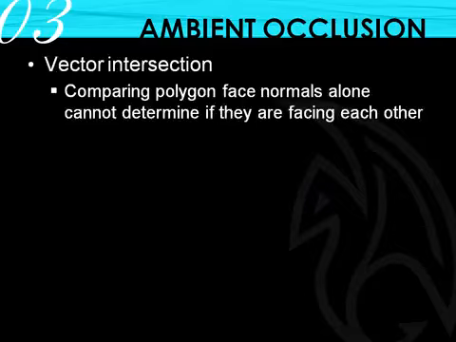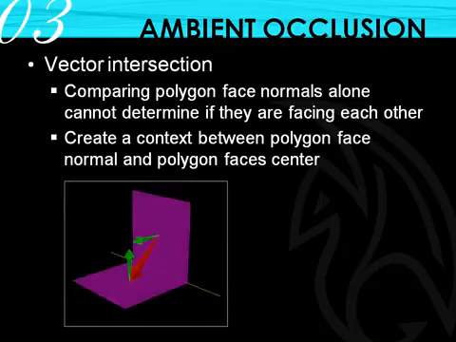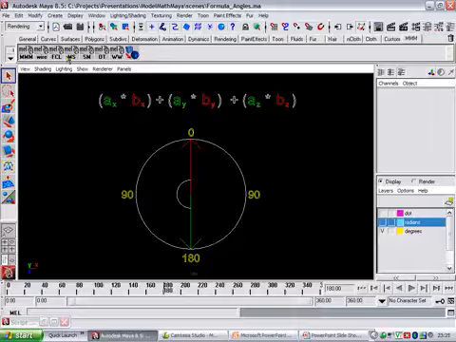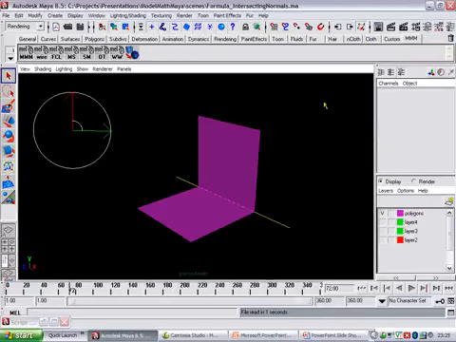So now let's talk a little bit about vector intersection. Now that we understand how angles are measured and some tools that we can use to measure angles, we have to compare polygon face normals to be able to see how close together they are. The problem is that comparing polygon face normals alone can't determine if they're facing each other. And I'll show you why. What you have to do is create a context between the polygon face normal and the polygon face center. And here's an example that you'll see in a second. I'm just going to flip over to it here, and it'll be very clear to you in one second exactly what it is that I mean.